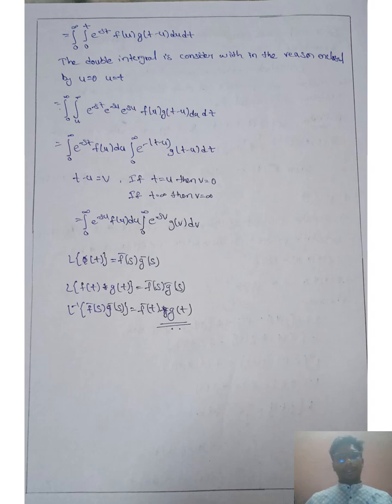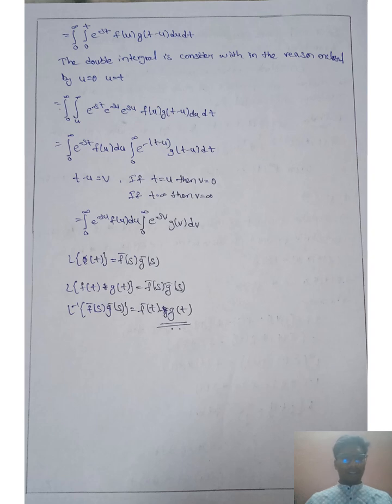Here t minus u equals v. If t equals u, then v equals 0. If t is infinite, then v is infinite. Therefore, the integral from 0 to infinity of e to the minus su f of u du, and the integral from 0 to infinity of e to the minus sv g of v dv.